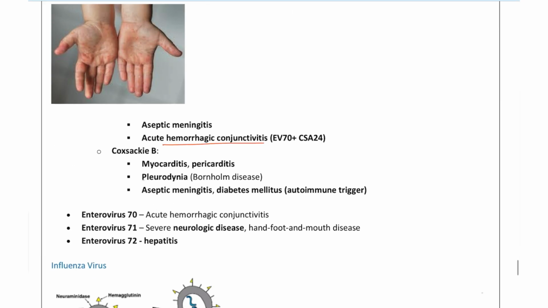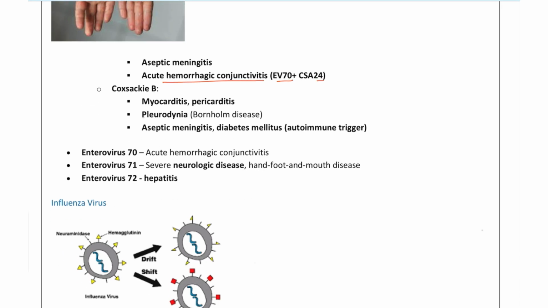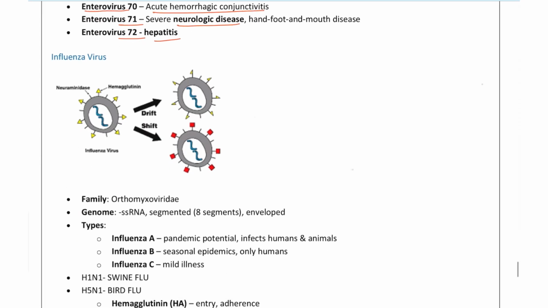And acute hemorrhagic conjunctivitis. The species are the Coxsackie virus 24 and the enterovirus 70 plus. Coxsackie B: myocarditis and pericarditis, and pleurodynia, Bornholm disease. Enterovirus 70: acute hemorrhagic conjunctivitis; 71: neurologic disease; 72: hepatitis.